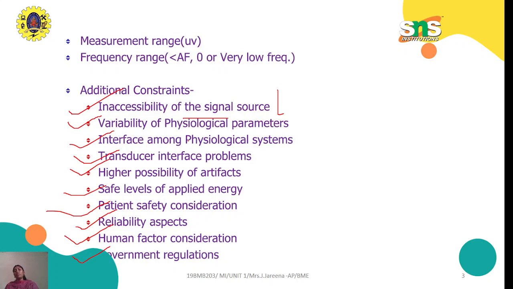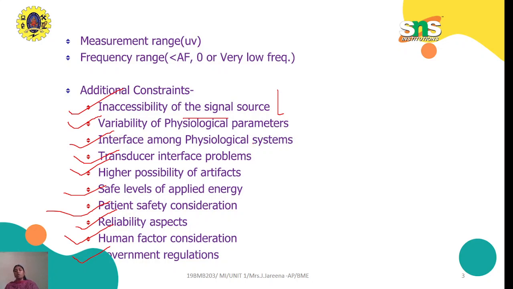Second one, variability of physiological parameters. Even if you are focusing on one parameter, it has influence from other parameters. If you are measuring the electrical activity of the heart, in some way it will be influenced by other activity, like brain activity or other organs' activity. Since our body is such a complex biological system, other activities also have an influence when you are looking for one specific activity.